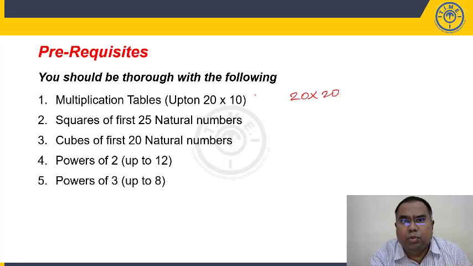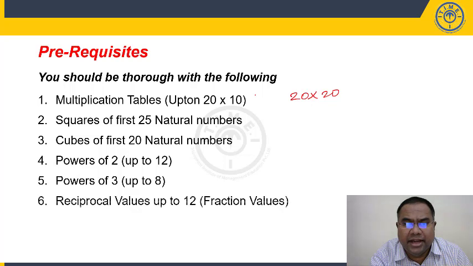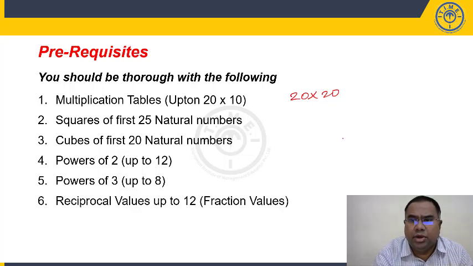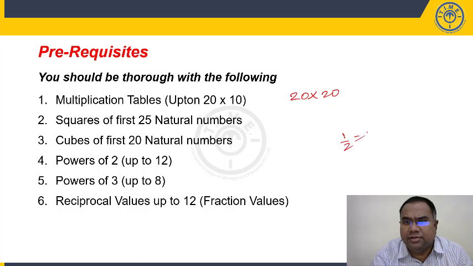Powers of 2, 2 power 1, 2 square, 2 cube, up to 2 power 12. Powers of 3, 3 power 1, 3 square, 3 cube, up to 3 power 8. Then reciprocal values, 1 by 2, 1 by 3, you know, right? So 1 by 2 is how much percentage? 1 by 2 is 50 percentage. 1 by 3, 33.33 percentage, or we can say 33 1 by 3 percentage.